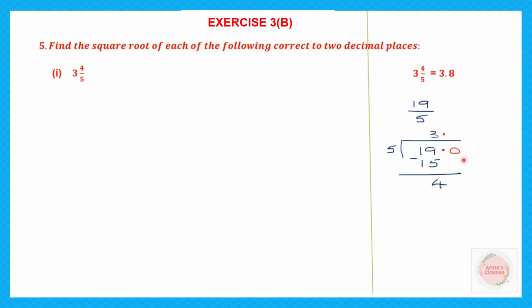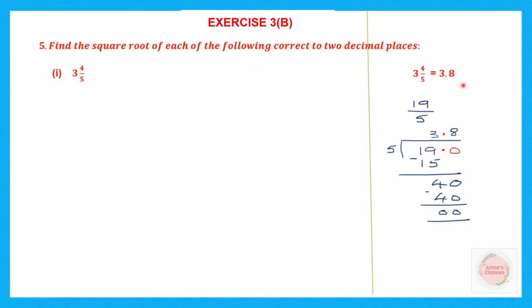So now this 0, you can bring it down. When you bring it down, this becomes 40. So now 5 into what will give you 40? 5 eights are 40, so we can put the 8 there. 40 minus 40, now a remainder 0. We don't have to add any more zeros next to this. So now we've got a quotient 3.8. That's how this is got here. So 3 4 by 5, when you convert it to a decimal number, you get 3.8.